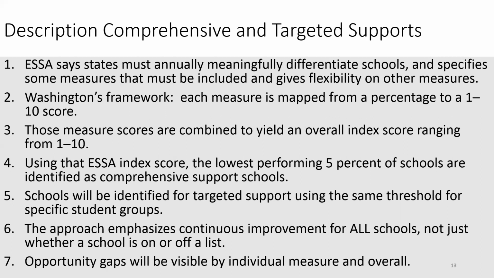And according to ESSA, states must annually meaningfully differentiate schools and specify some measures that must be included and give flexibility on other measures. Each measure is mapped from a percentage to a 1 to 10 score. Scores are combined to yield an overall index score ranging from 1 to 10.